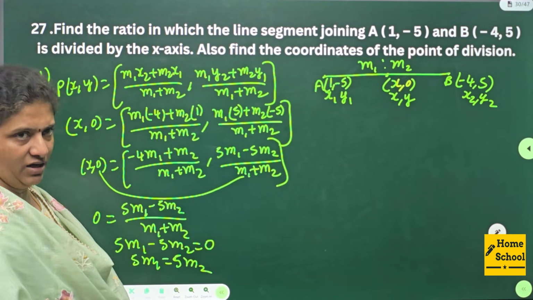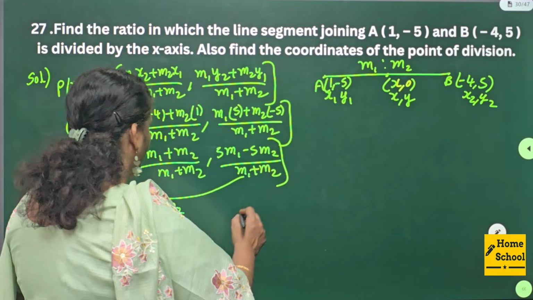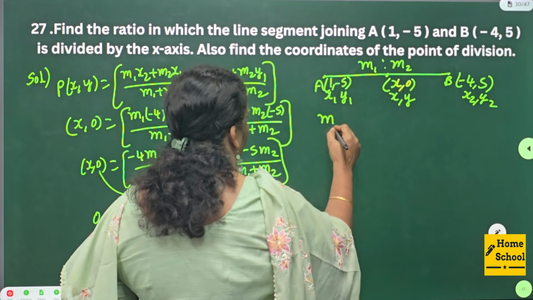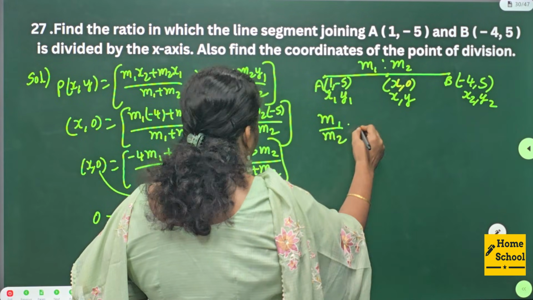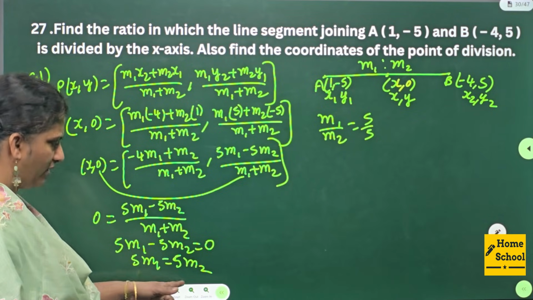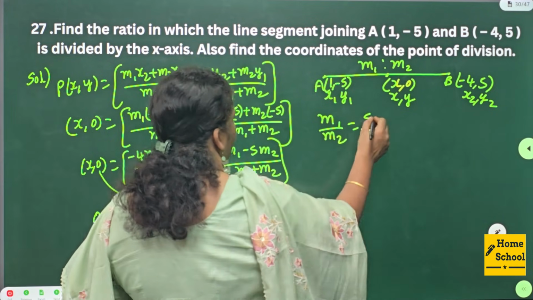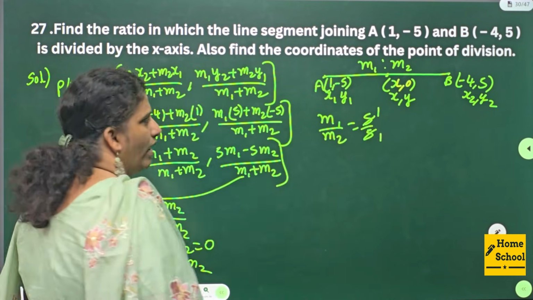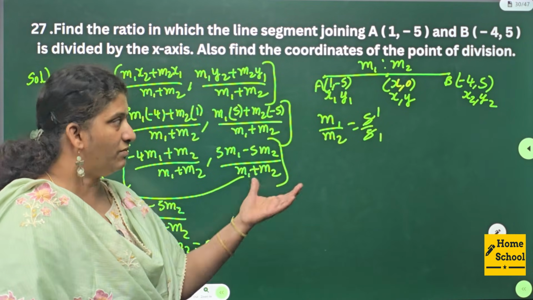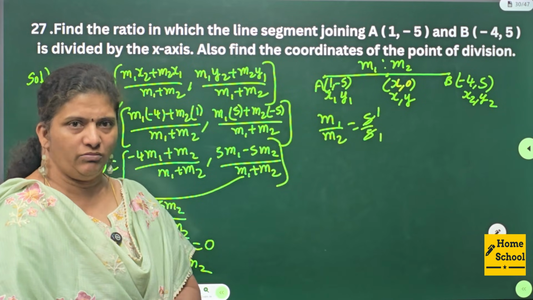5m1 is equal to 5m2, send this side. And now if you want, you can cancel 5 directly, or else m1 by m2 is equal to 5 by 5. m2 bring here, 5 bring here. That is 1:1. What is the ratio of division? 1:1. That means exactly at the midpoint.